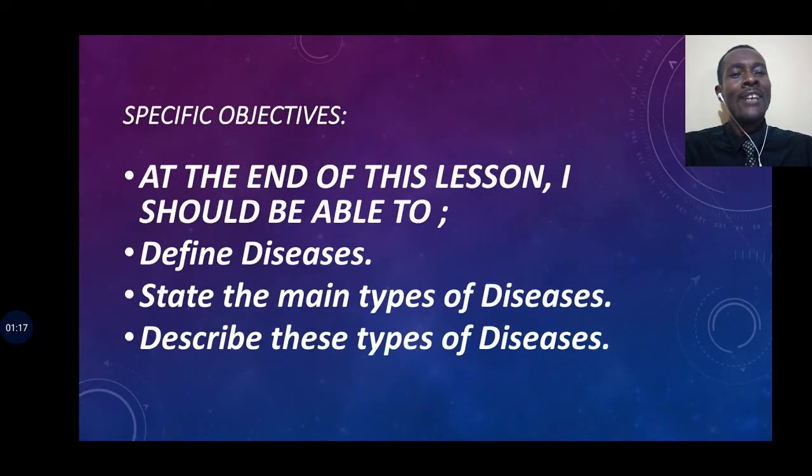And so, let's look at our specific objectives. At the end of this lesson, you should be able to define diseases, state the main types of diseases, describe these types of diseases. Now, let me repeat it. Define diseases, state the main types of diseases, describe these types of diseases.